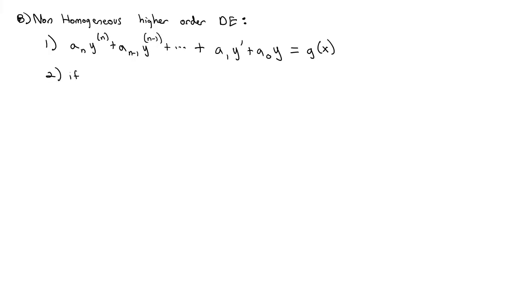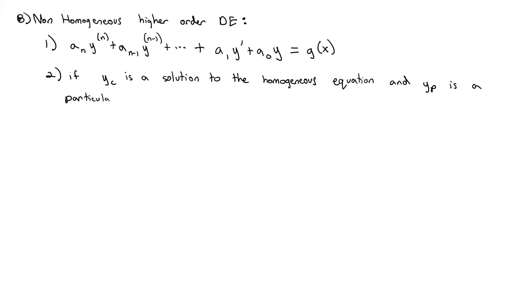If a homogeneous equation is equal to 0, a non-homogeneous equation is going to be equal to some function of x. And if y sub c, y complement, is a solution to the homogeneous equation, in other words, if it was equal to 0, not g of x, like we found in part A, and y sub p is a particular solution to the entire thing with the g of x in there, then the general solution is y equals the complementary solution from when it equals 0 plus the particular solution.